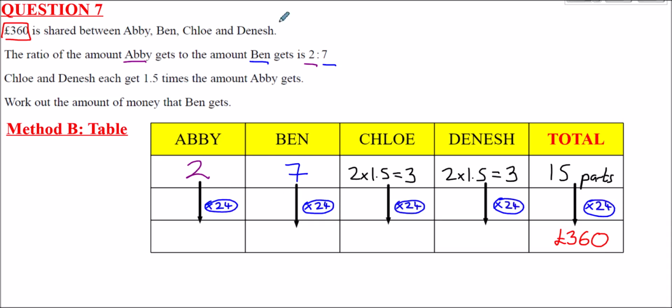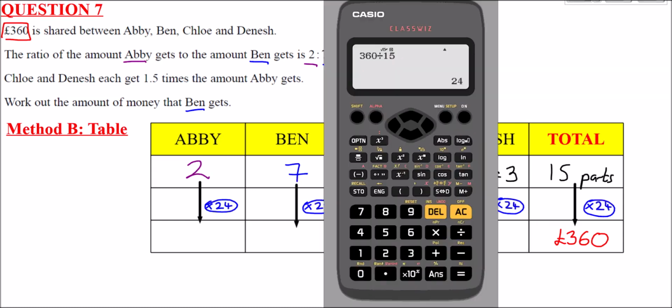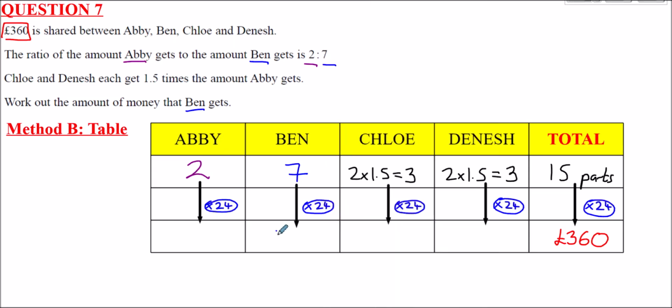Now obviously we're only interested in what Ben gets, okay? So we're only interested in Ben's amount, but I can show you the versatility of this method, because we can work out all the amounts now by just simply multiplying each number by 24. So Ben is the one we're interested in, obviously. So 7 multiplied by 24 gives us 168, which is the answer we were after. So that's our final answer. The amount of money that Ben gets is £168.